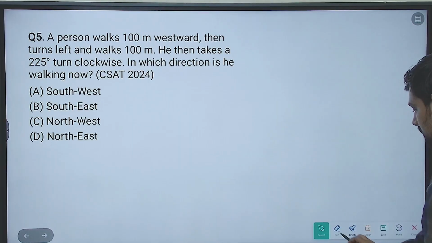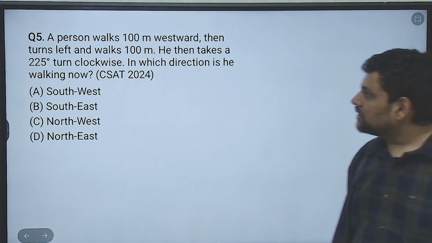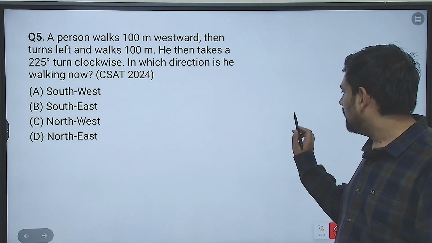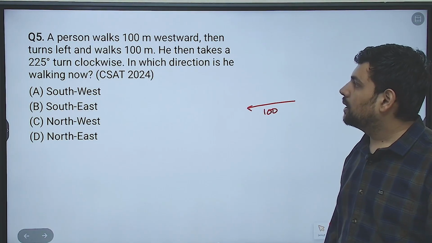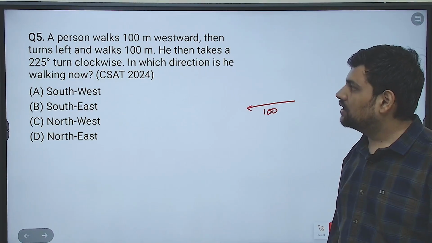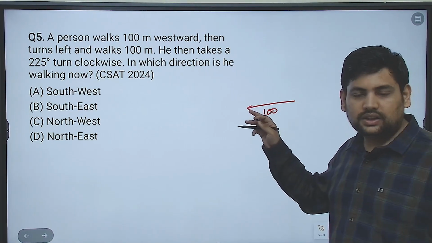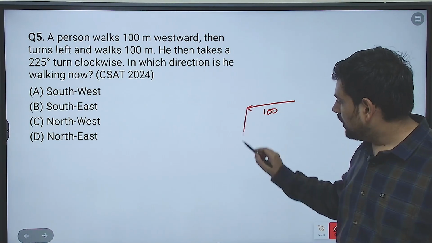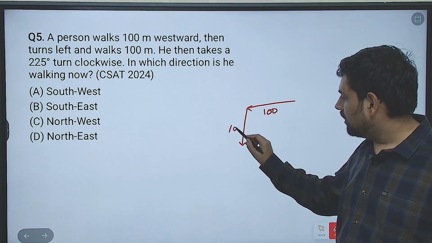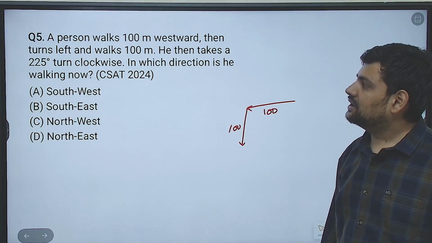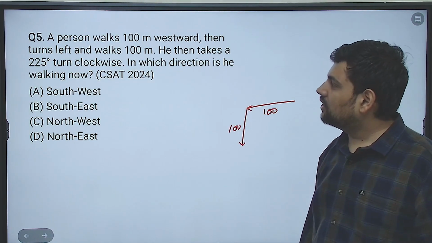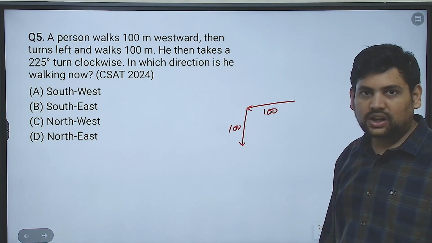Let's do this. A person walks 100 meters westward. Then he turns left and walks 100 meters. So from here he turns left. Left means down, and walks again 100 meters. He then takes a turn of 225 degrees clockwise. In which direction is he walking now?